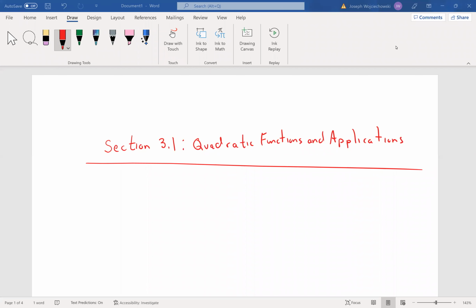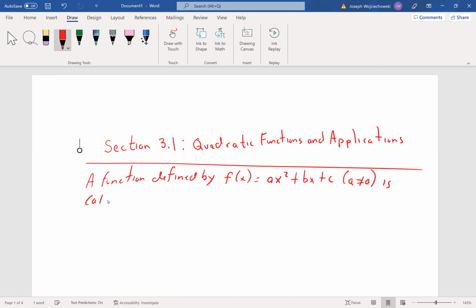Okay, today we're going to look at section 3.1, quadratic functions and their applications. So let's start off with a function defined by f of x equals ax squared plus bx plus c, where a does not equal 0, is called a quadratic function.